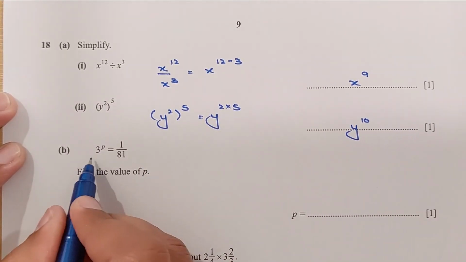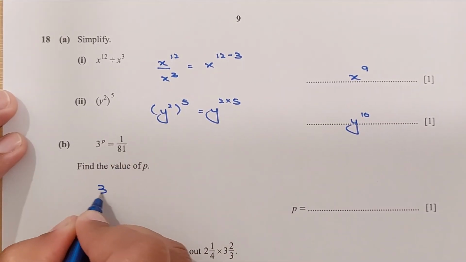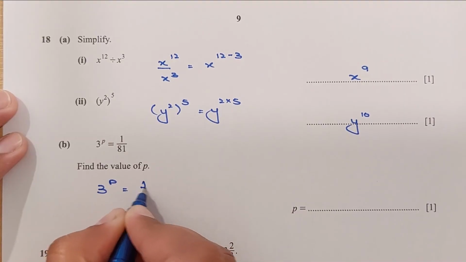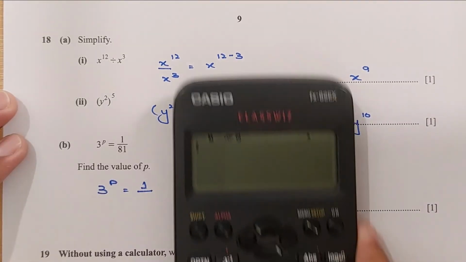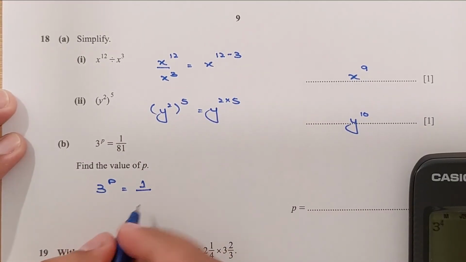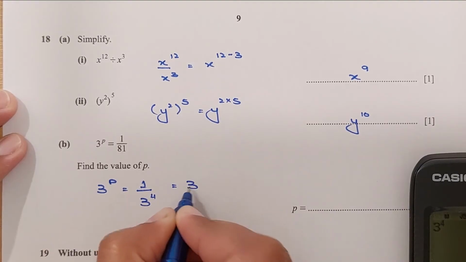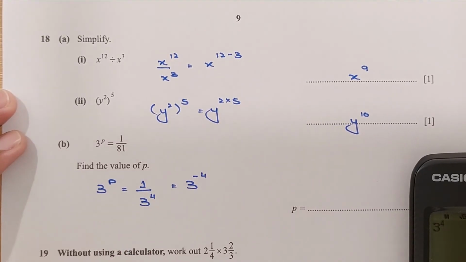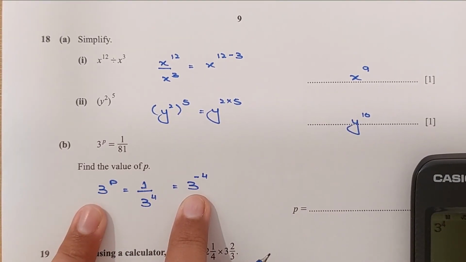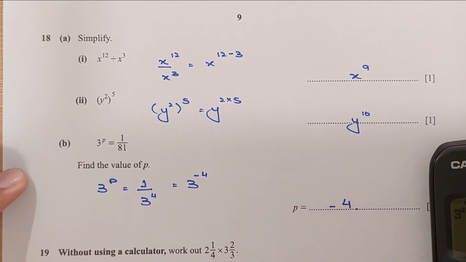Now for part B, this is the equation. We need to find the value of P, right? So we have 3 power P equals 1 over 81. We need to write down 81 as a power of 3. So 3 power 4 is 81. Yes, this is 3 power 4. And we can write this down as 3 power minus 4 by shifting it to the numerator. Now both sides have the same bases. So P equals minus 4, comparing the powers.